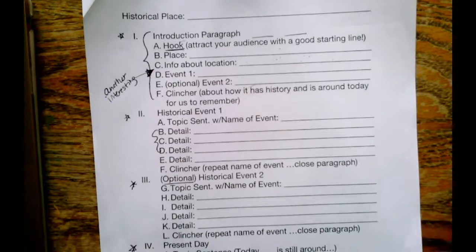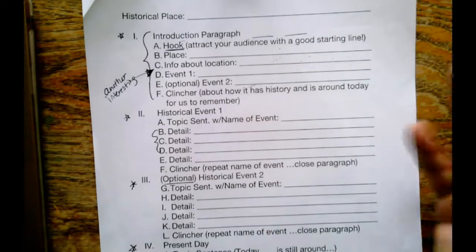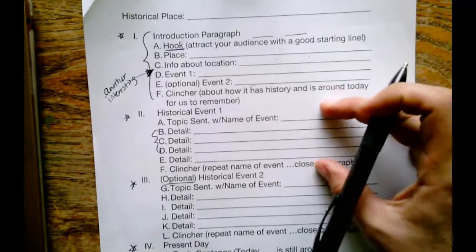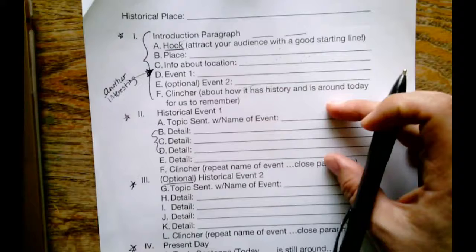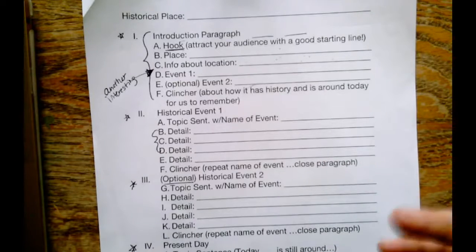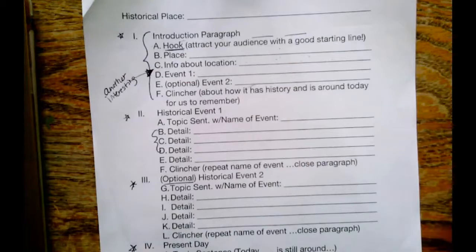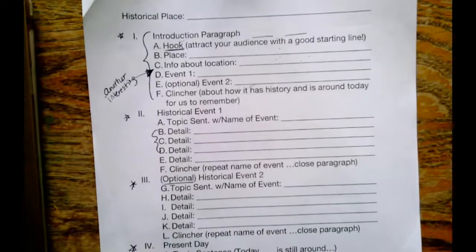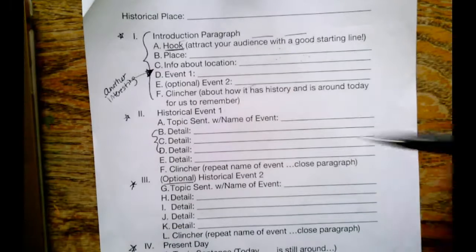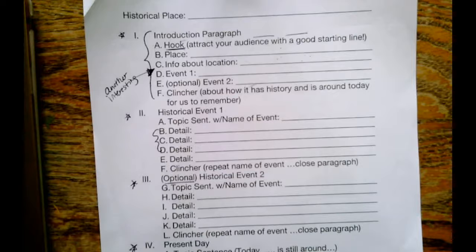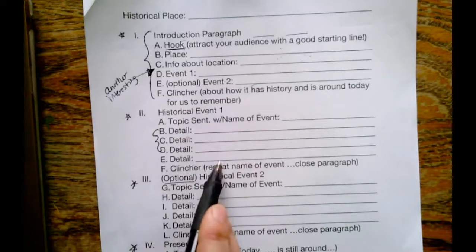Whenever you're writing any paragraph about anything, 3 details, 3 sentences in between your topic and clincher is a great thing to remember. It will almost always give you a fairly complete paragraph with enough information. So at least 3 details about that event, but you could have more. And then those details can be stretched out into sentences, 1 or 2 sentences even each for those details. You're not writing a full sentence here, just notes.